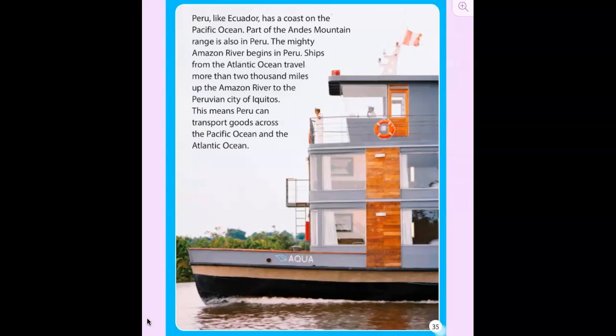Peru, like Ecuador, has a coast on the Pacific Ocean. Part of the Andes mountain range is also in Peru. The mighty Amazon River begins in Peru. Ships from the Atlantic Ocean travel more than 2,000 miles up the Amazon River to the Peruvian city of Iquitos. This means Peru can transport goods across the Pacific Ocean and the Atlantic Ocean, similar to how they transfer goods in the Panama Canal, connecting the Pacific and the Atlantic Oceans.